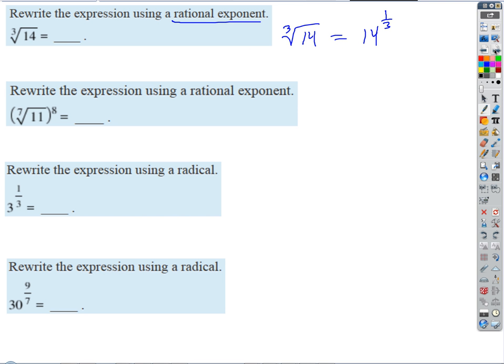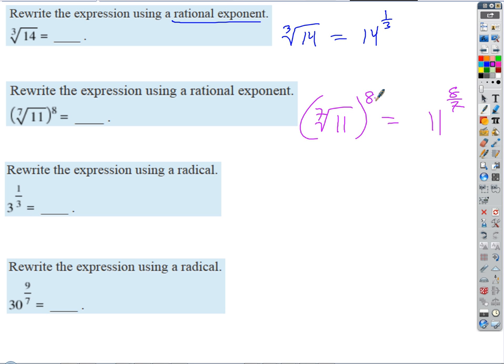What are we going to get for this one, Bailey? What are we going to get here if I take the 7th root of 11 to the 8th? 11 is the base, right? What's the fraction going to be? 8 over 7, good, right? Because the 7 has to go down and that has to go up. And so that cancels out the radical too.